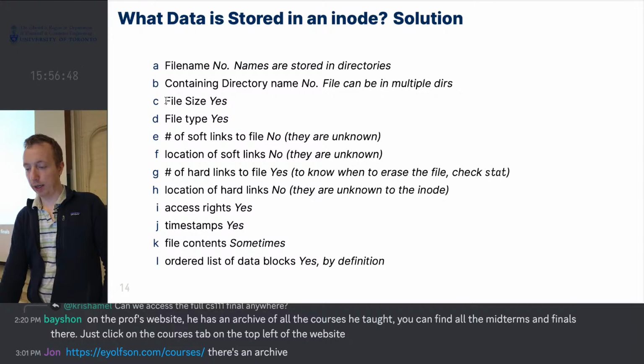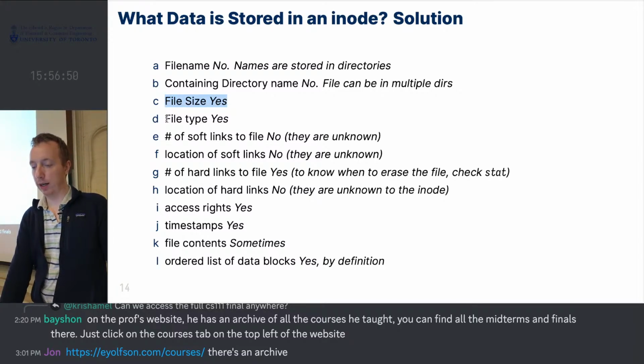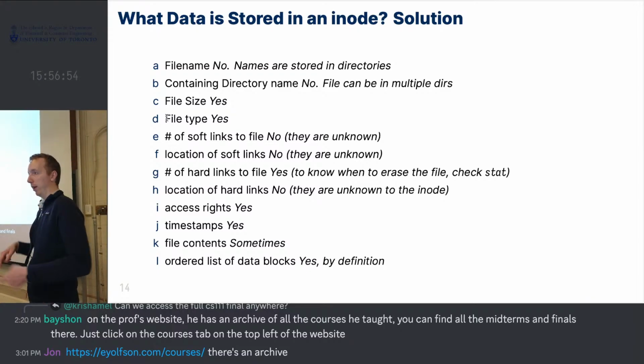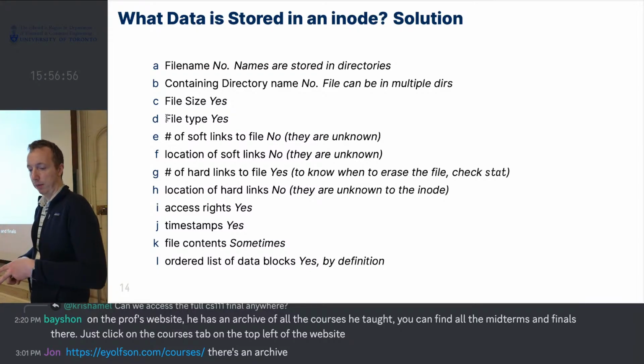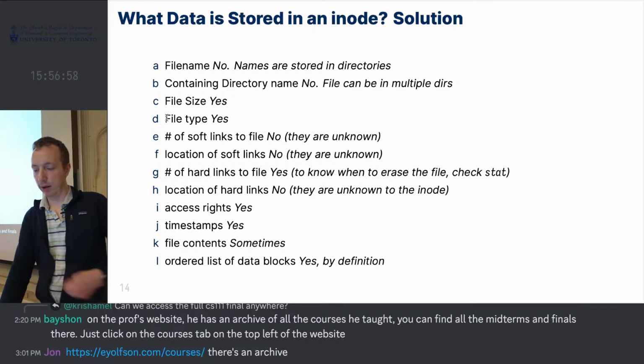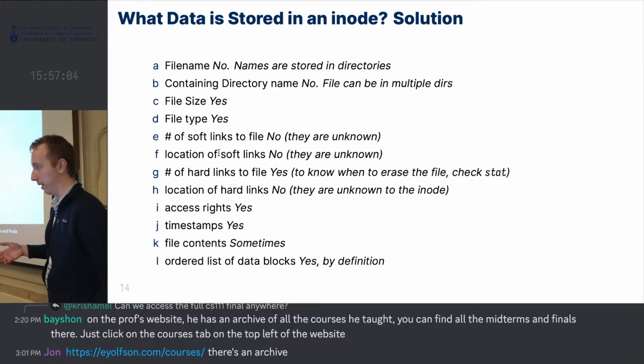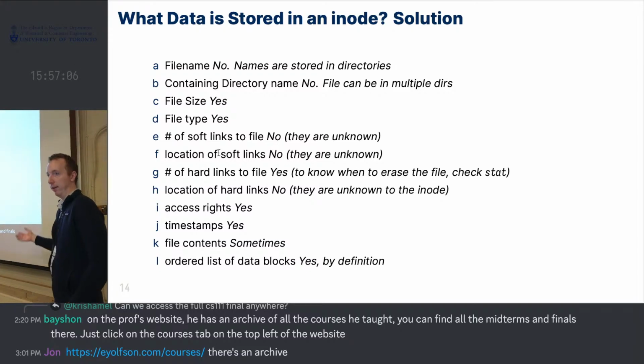What else is stored on the inode? Well, the file size is stored in the inode. The file type is stored on the inode, so usually they represent regular files, symlinks, and directories. The number of soft links to a file are not stored on an inode. They have no idea. A soft link is just a separate inode. It's just a name to a name.